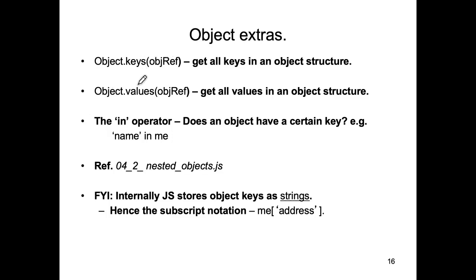Similarly, you may just want to extract the values from a data object. So this is the expression that you use. You invoke the values method and pass it the object. And again, the values method returns an array where each entry in the array is one of the values associated with one of the properties of your data object.